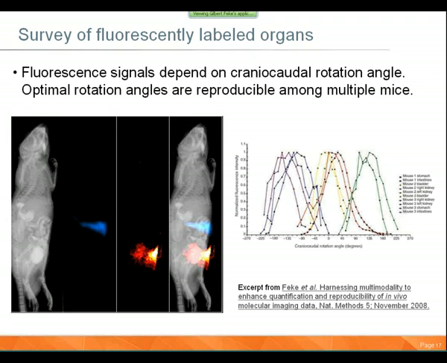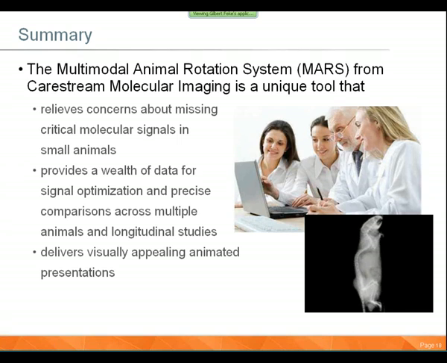In summary, the Multimodal Animal Rotation System, or MARS, from Carestream Molecular Imaging is a unique tool that relieves concerns about missing critical molecular signals in small animals, provides a wealth of data for signal optimization and precise comparisons across multiple animals in longitudinal studies, and delivers visually appealing animated presentations.